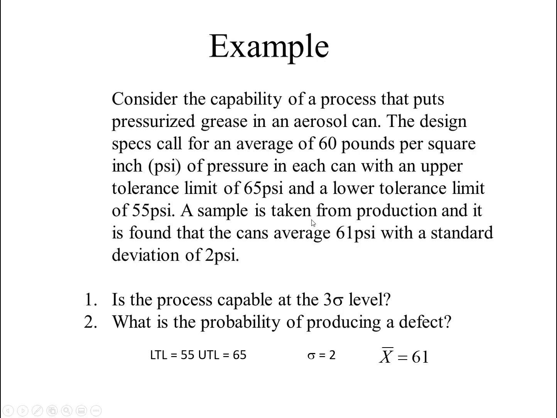Now an inspector visited the company which fills grease in the cans. They collected a sample from the production of that company, and from the sample they calculated x bar, the sample mean, which is 61 psi, with a standard deviation of 2 psi. So the dispersion in the data is 2 psi. Now the question is: is the process capable at the 3 sigma level? So now you need to check.